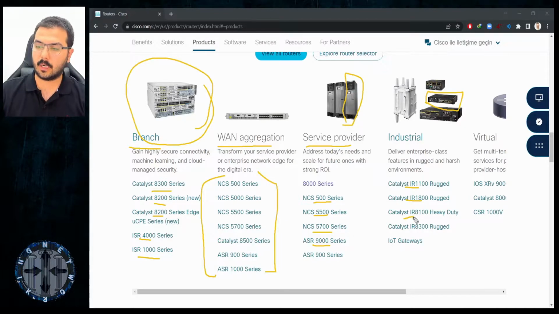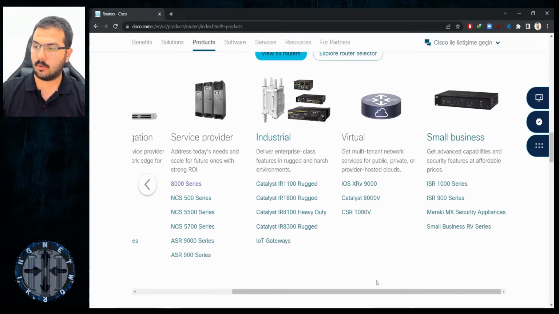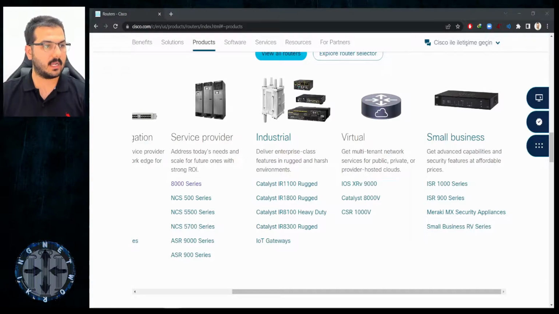IR, how small they are. Okay, all of these are available, and there is also something called the virtual that I will not be talking about at this moment. Then I will talk about it later. There is this small business as well. So yes, both of the companies do provide and create the routers.